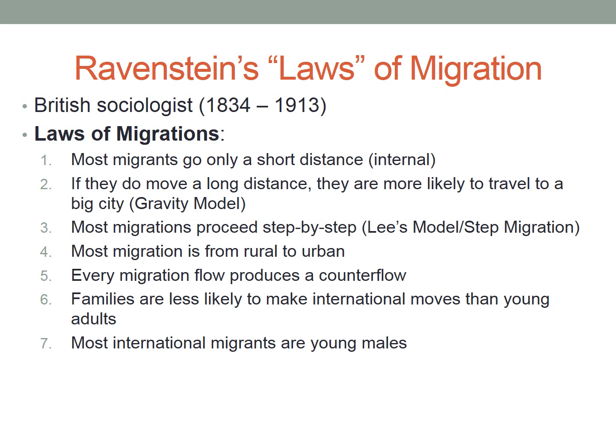And then finally, most international migrants are young males. If you are going to make a big move, this is something that we can see represented in population pyramids. Remember, we looked at the population pyramid of the United Arab Emirates, how they had such a huge bubble on the male side right in the working ages. Well, this is a product of Ravenstein's law of migration, and so that's something that is a contributing factor here.